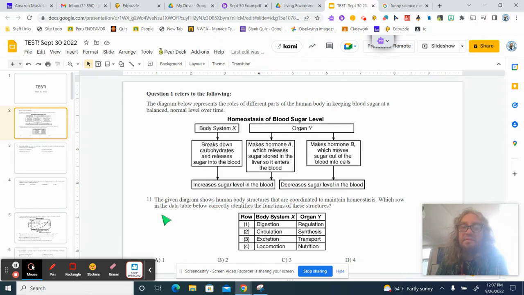The given diagram shows the human body structures that are coordinated to maintain homeostasis. Which row in the data table correctly identifies the functions of these structures? Is it A, body system X is for digestion, organ Y is for regulation? Is it row 2 or B, body system X is for circulation, organ Y is for synthesis? Is it C, row 3, body system X is for excretion, organ Y is for transport? Or is it row 4, answer choice D, body system X is for locomotion, organ Y is for nutrition?